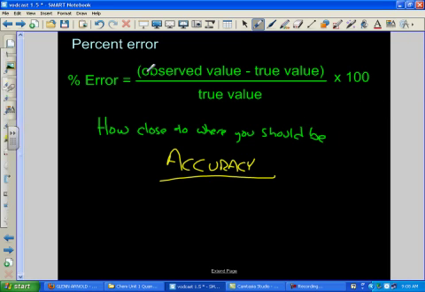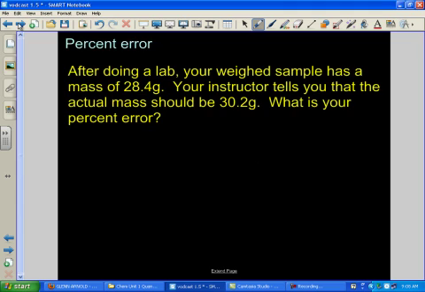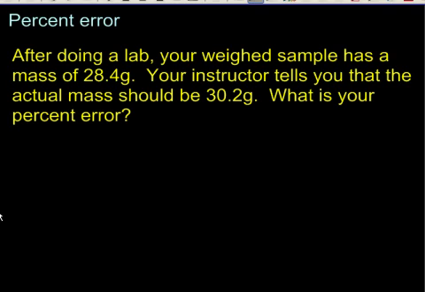So we're going to work a little sample here just to see how this works. It's pretty simple. We'll work through several of these in class. So here's the question. After doing a lab, your weighed sample has a mass of 28.4 grams. Immediately, you should go in on that. Whenever it says your, or it actually is what you measured in the lab, that's the observed. Your instructor tells you that the actual mass should be 30.2 grams. What is your percent error? So that 30.2, that's the actual or the true value. You have to have both of those things.